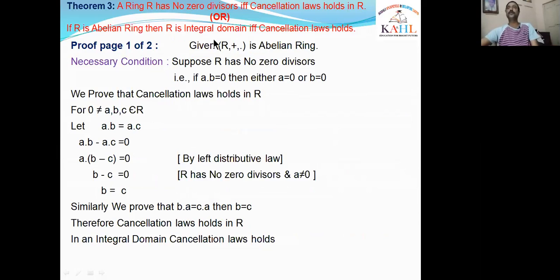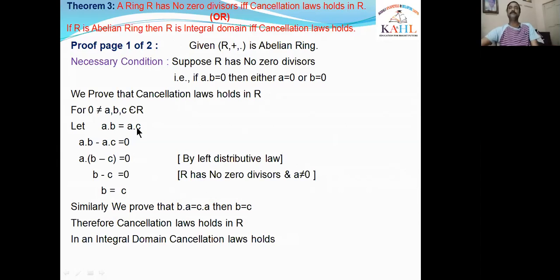Okay, what do we have to prove? We have taken no zero divisors. We have to prove the cancellation law holds, that means we prove that the cancellation law holds in R. For that, I am taking that A is a non-zero element, and B, C are elements in R. A is non-zero, and B and C are elements in R. Now I am taking, let AB is equal to AC.